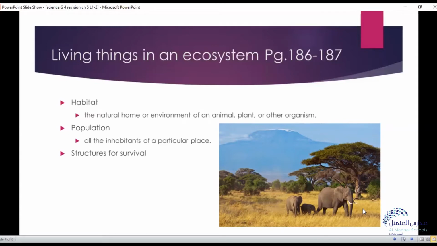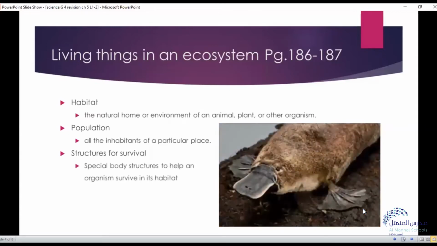Structures of survival. Special body structures to help an organism survive in its habitat. Like this platypus's feet, you can see it is webbed, and that helps the platypus swim better.